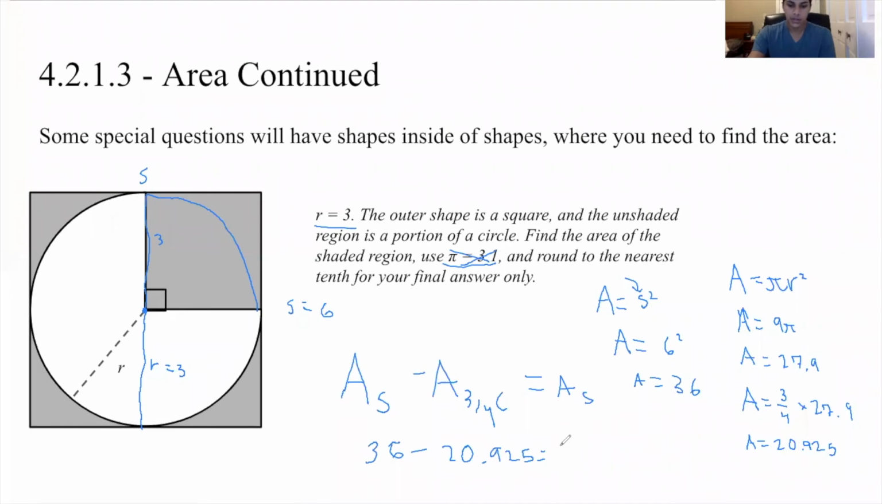So let me write that out. 15.075. And then it says round to the nearest tenth for your final answer only. So if we round to the nearest tenth, which is this digit, it gives us 15.1.